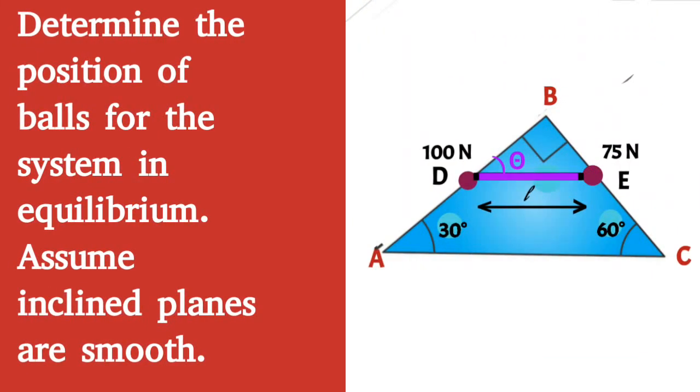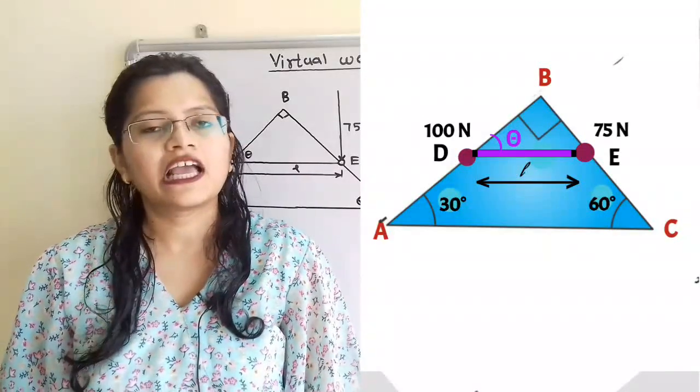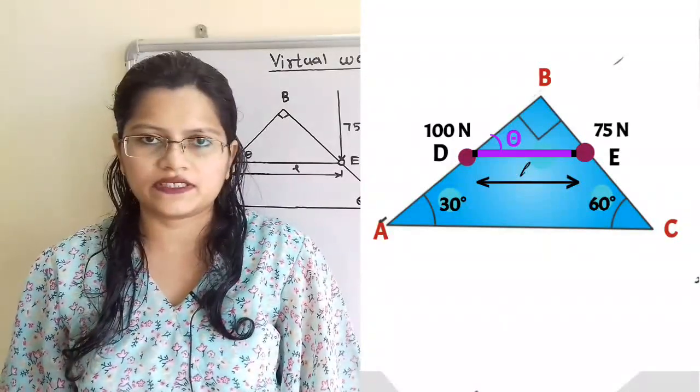Given the question, determine the position of the balls for the system in equilibrium. Assume the inclined planes are smooth. Let us understand the given system.